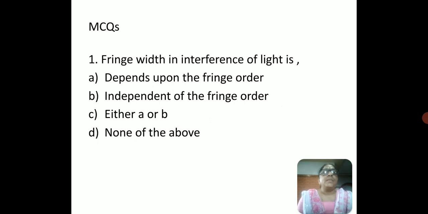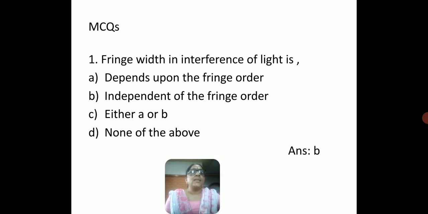Let us summarize with some multiple choice questions. Question number 1. Fringe width in interference of light is, there are 4 options: A, depends upon the fringe order; B, independent of the fringe order; C, either A or B; D, none of the above. No doubt it is independent of the fringe order. Let us see the answer. The answer is B, independent of the fringe order.